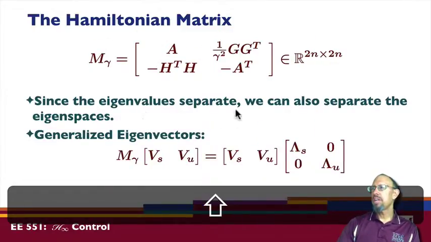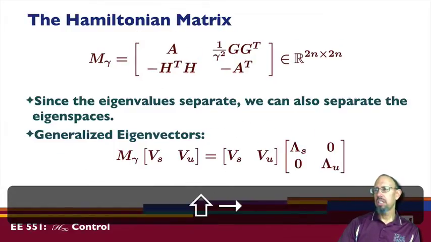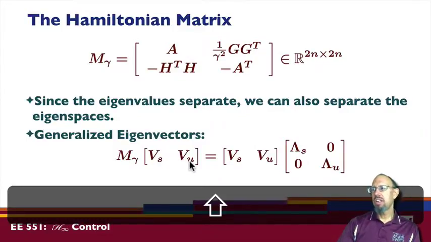Since the eigenvalues separate, we can separate the eigenspaces. So we can think of there being a stable eigenspace, that is, the eigenvectors associated with the stable eigenvalues, and then an eigenspace associated with the unstable eigenvalues. So Vs is a basis for the stable eigenspace, and Vu is a basis for the unstable eigenspace.